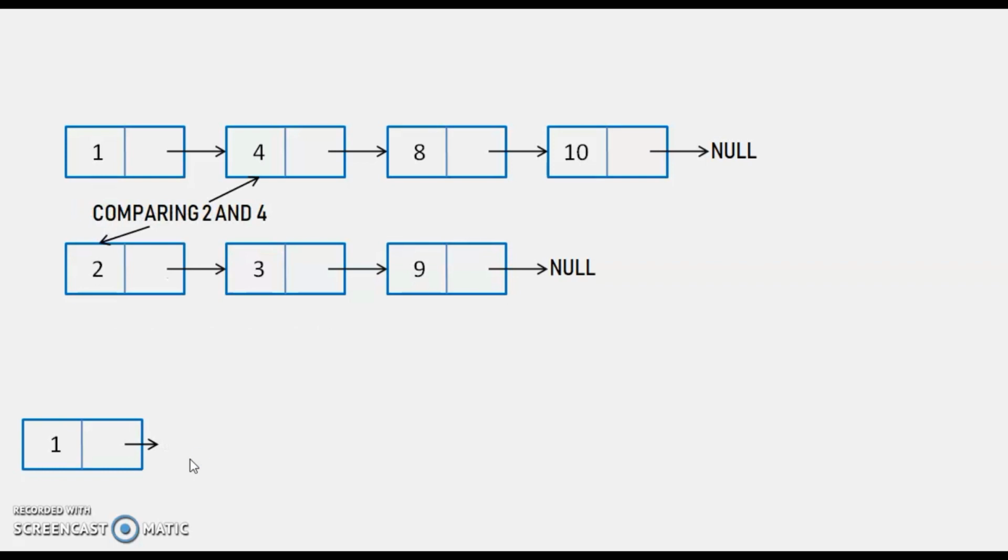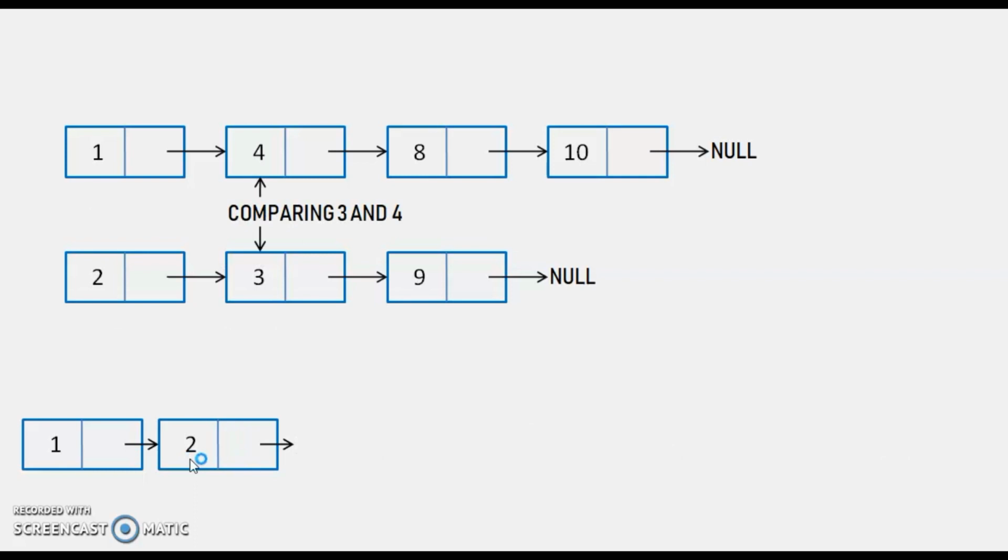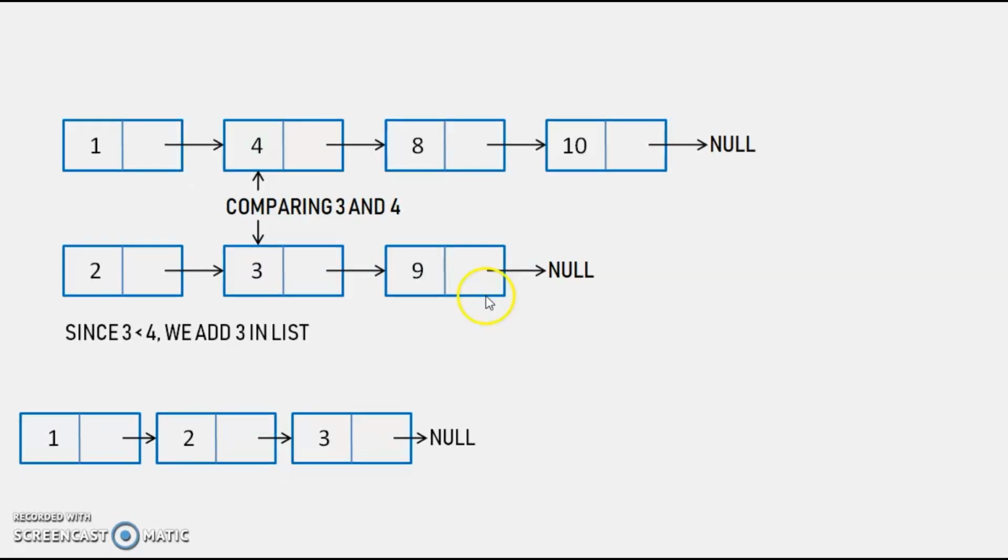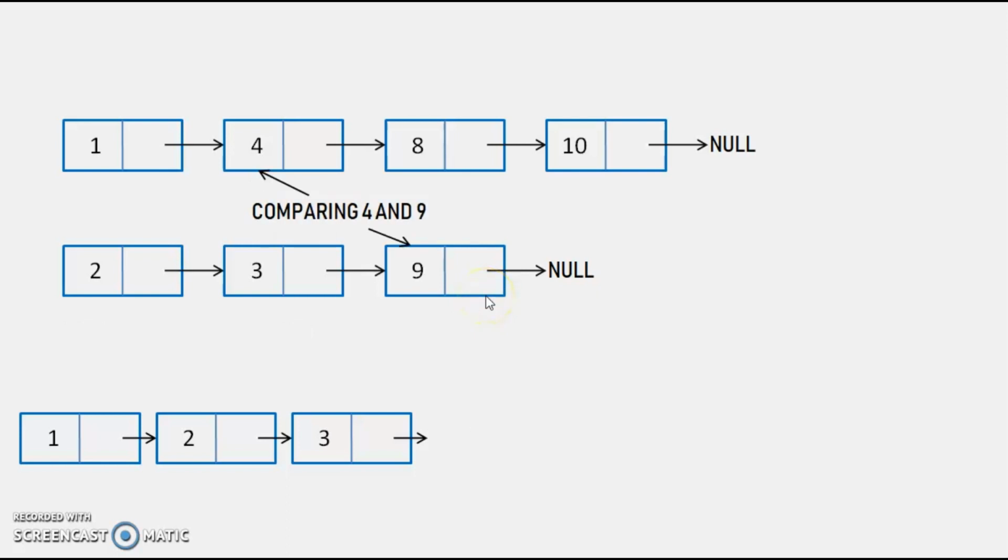with 2. Now as 2 is less than 4, we add a node in the third list with data field as 2. Now as 2 is added from the second list, we move on to the next element 3 and compare it with 4. Now as 3 is less than 4, we add a node in the third list with data field as 3.